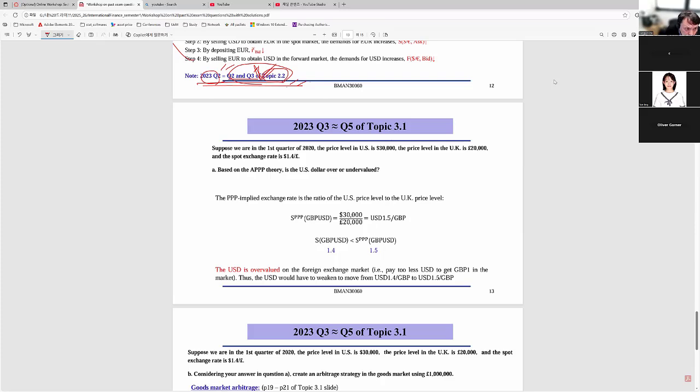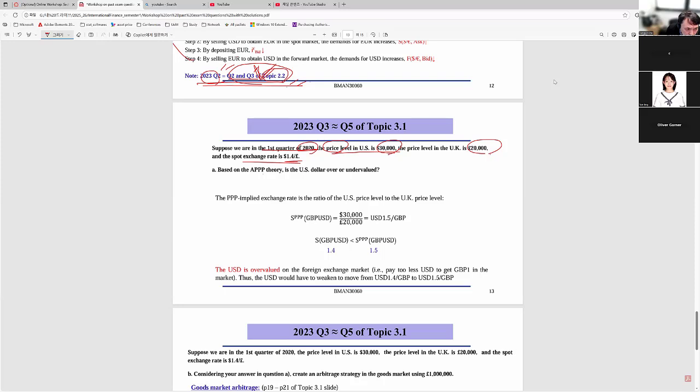Here, suppose we are in the first quarter of 2020. The price level in US is $30,000 and the price level in UK is £20,000. What is the meaning of price level? Price level is the price of a typical consumption bundle in US. So to buy that consumption bundle, you have to pay this one in US. To buy the same consumption bundle in UK, you have to pay this one. And the spot exchange rate is given like this, $1.4 per pound.